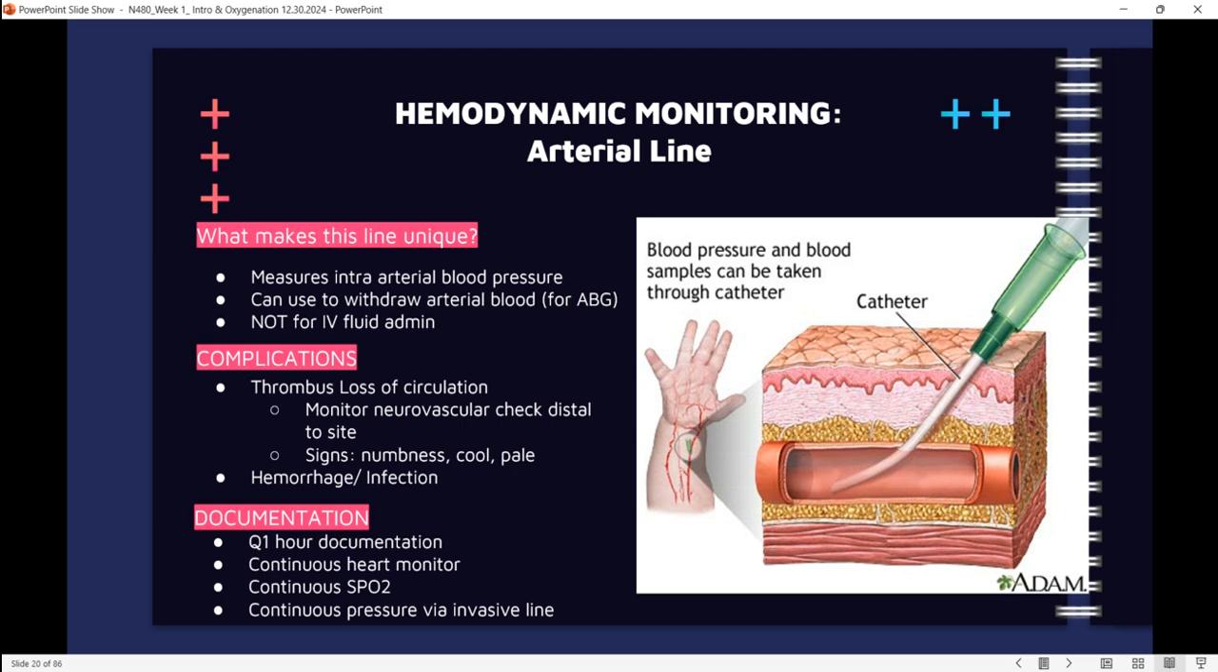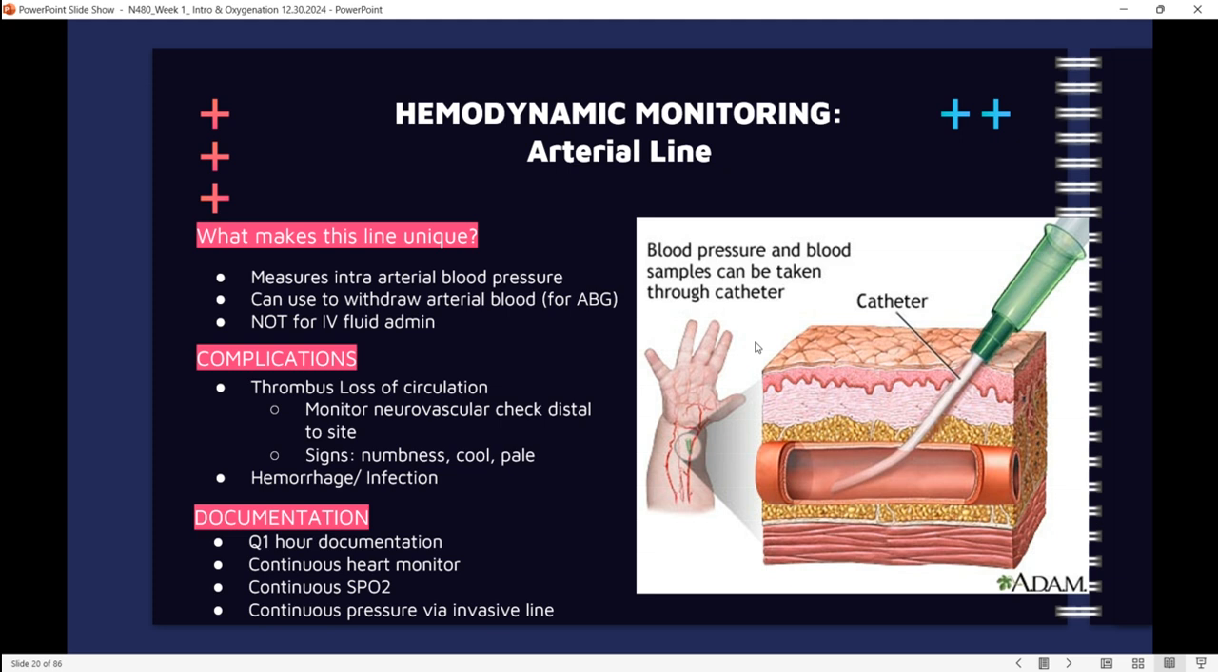So to perform that Allen's test, you're going to take your patient's hand, you're going to put one thumb on the radial artery, and you're going to put your other thumb on the ulnar artery. And you're going to press down on both arteries at the same time. You're going to instruct your patient, if they are able to, to open and close their hands a few times. And what you will see is your patient's hand go from pink to pale.